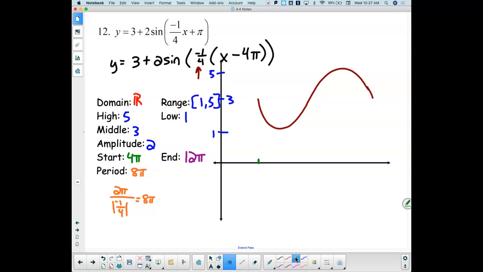Horizontally, I started at 4 pi. I ended at 12 pi. Halfway point is 8 pi. Halfway point of the first two, 6 pi. Halfway point of the second two, 10 pi.